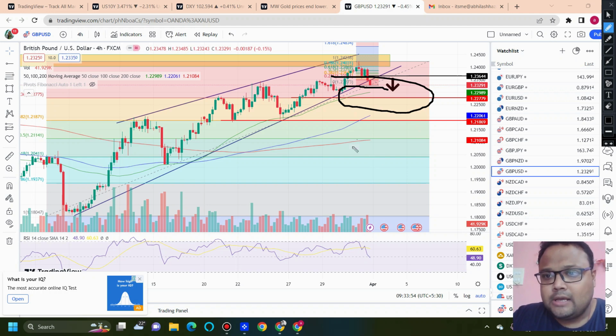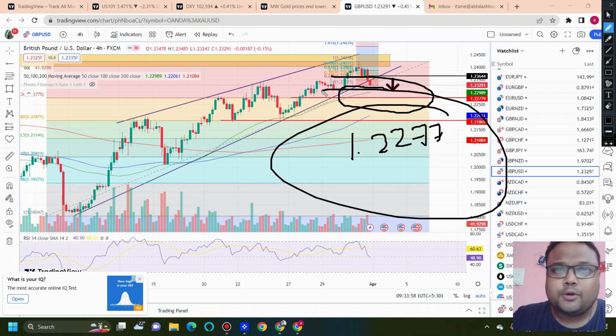around 1.2277. This is the first support on the chart of GBPUSD. If you're already having a sell position, you can stay in the trade. No need to exit. Further downside is possible. But I think that the downside will not continue for many days.